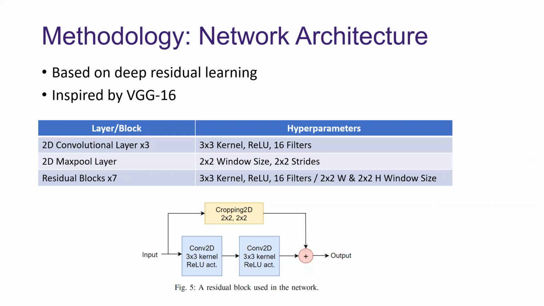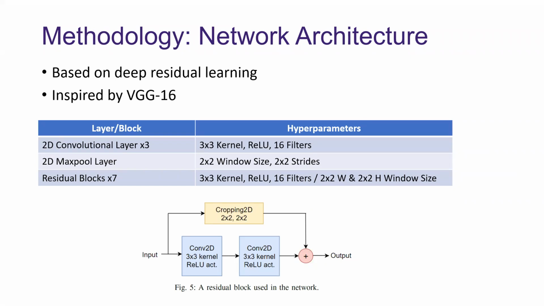So the first 3 layers in the network presented in this work consist of 2D convolutional layers with rectified linear unit, ReLU, activation functions, and kernel sizes of 3 by 3 to learn interesting features, followed by a 2D max pool layer with a window size of 2 by 2 and strides of 2 by 2, which acts as a downsampling filter. Afterwards, 7 residual blocks are stacked next to each other.